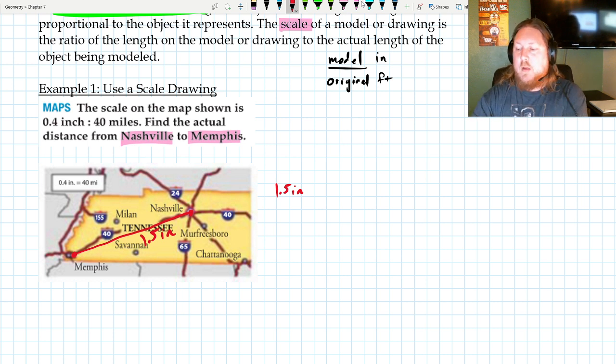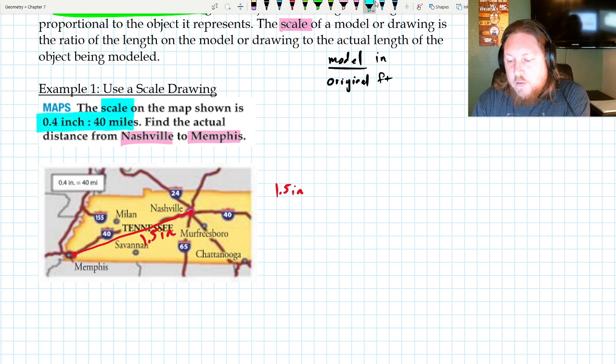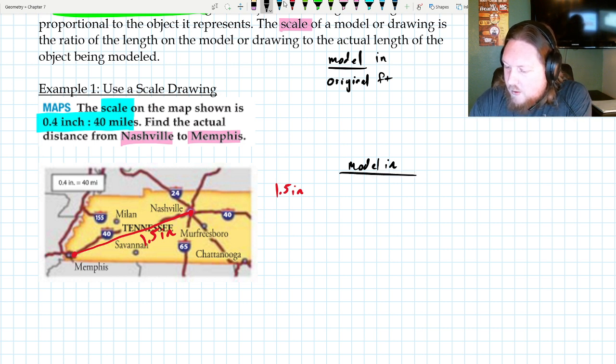So, what other information do they give us here? They also tell us the scale is 0.4 inch equals 40 miles. So I'm going to write down: model is in inches. The map is in miles. And the ratio, or the scale factor, is 0.4 inches to 40 miles.